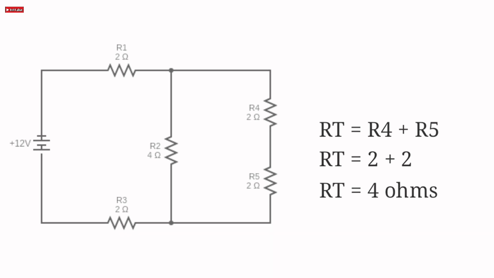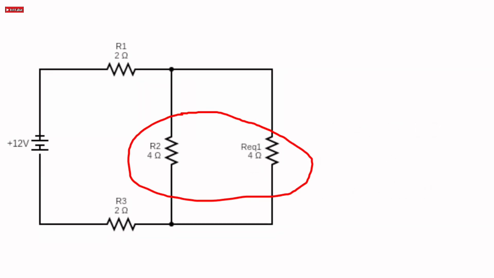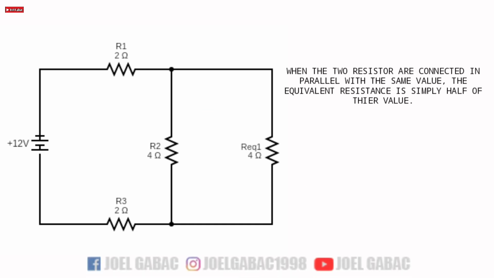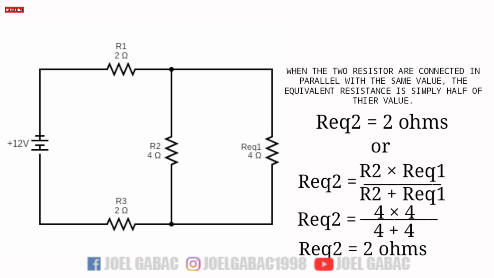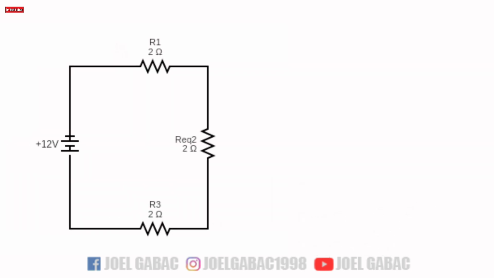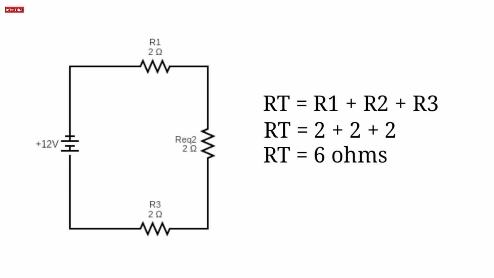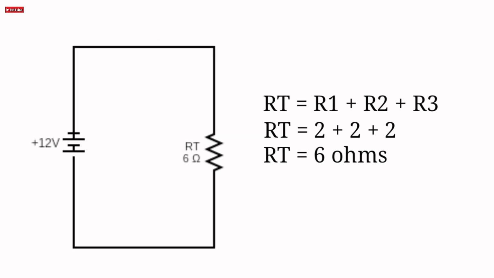After this, we will redraw the circuit and simplify. Now we can see that R2 and R equivalent 1 are connected in parallel. By our tricks and techniques, when two resistors are connected in parallel with the same value, the equivalent resistance is simply half of their value. So the answer is 2 ohms. After this, we will redraw the circuit again and simplify. We see that the circuit is now in series, so by the formula of series, just simply add the 3 resistors, which is equivalent to 6 ohms.